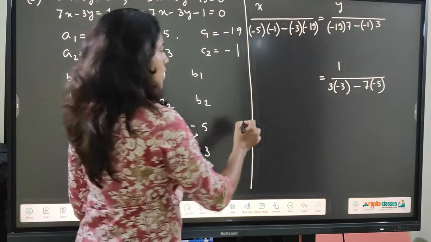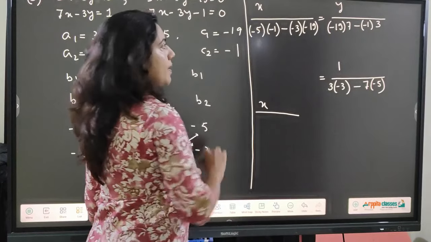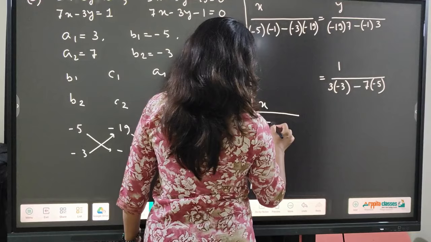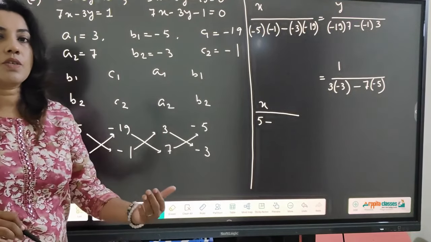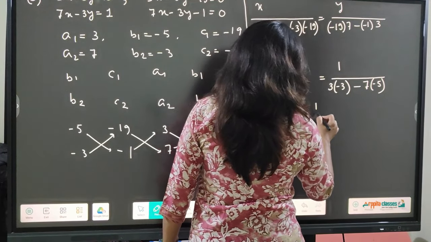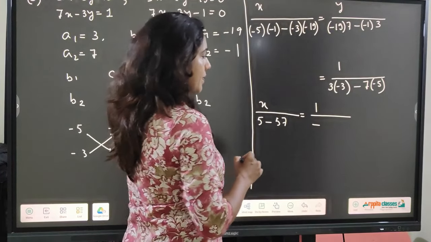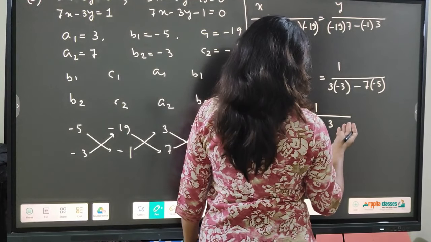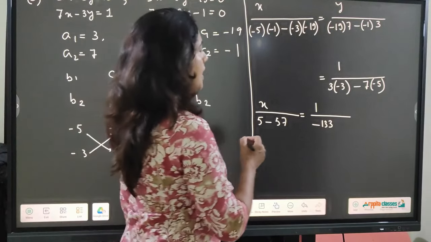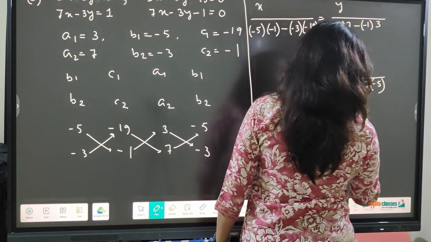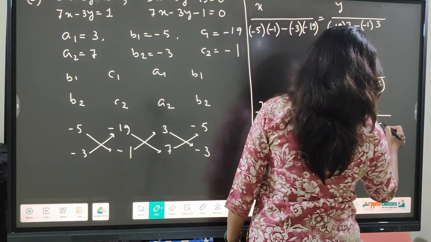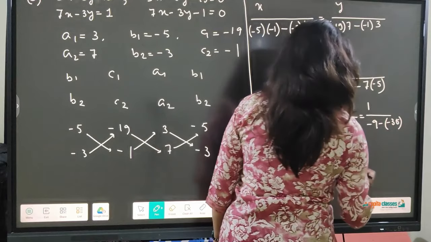Now let us calculate. So it is x upon minus 5 and minus 1. Minus into minus plus. 5 into 1 is 5. Then there is a minus sign. Again minus 3 minus 19. Minus into minus is plus. 3 into 19 is 57. Is equal to 1 upon minus 19 into 7, 133. And then there is a minus sign. Minus 1 into 3 is minus 3, is equal to 1 upon minus 9 minus minus 35.